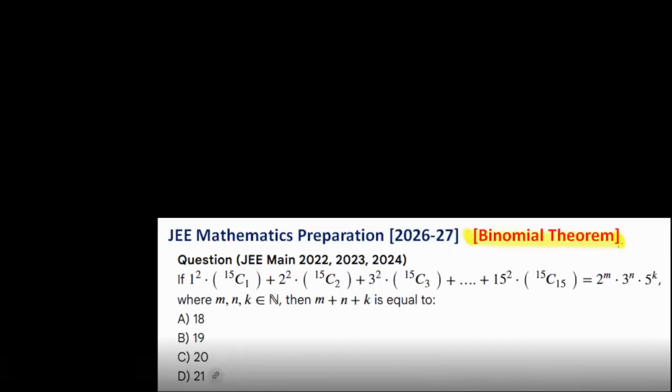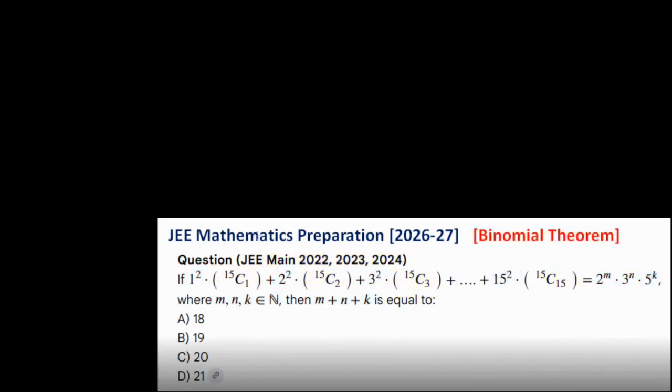Today's topic is Binomial Theorem. This or similar questions appeared in JEE Main 2022, 23 and 24. This is a series involving product of coefficients and variable squares. NTA frequently targets this type of series, and in this question the sum of this series is given to be 2 power m into 3 power n into 5 power k, where m, n and k are natural numbers, and we have to find the sum m plus n plus k.